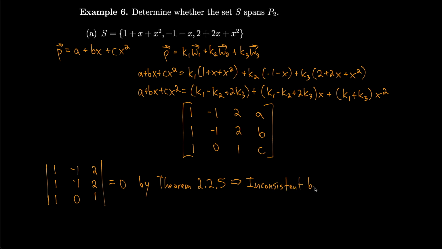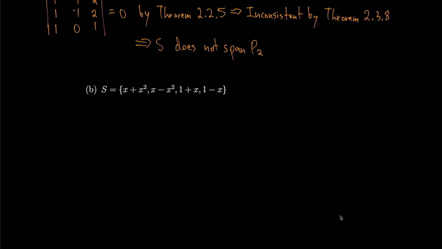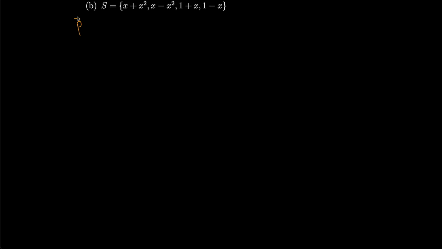Again, by theorem 2.3.8. So that means that S does not span P2, similar to our last example. How about if we have the set x plus x squared, x minus x squared, 1 plus x, and 1 minus x? Then, again, let's write an arbitrary vector.